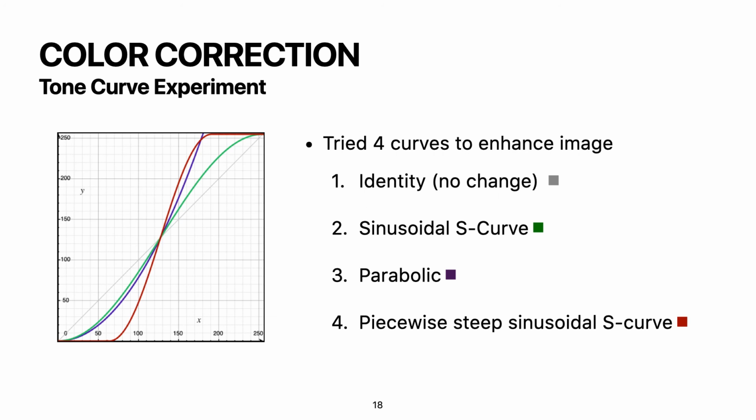In terms of tone curve, I experimented with 4 different curves to enhance the image a little bit further. One is identity, or no change. Sinusoidal S-curve, as indicated by green. Parabolic, as indicated by purple. And piecewise steep sinusoidal S-curve, which is the same as sinusoidal except steeper.